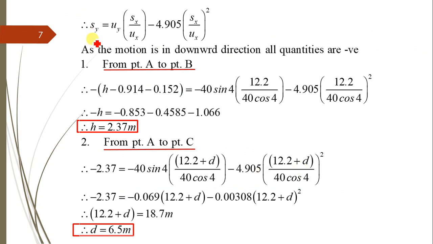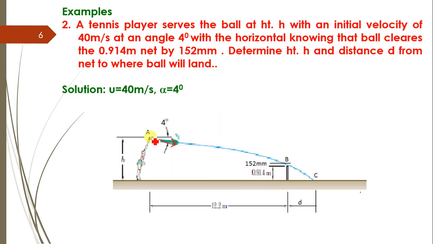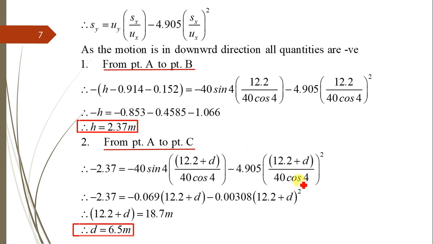First, considering the trajectory equation as sy equals to uy into sx upon ux minus 4.905 sx divided by ux square. As the motion is in the downward direction, therefore all the quantities considered are negative. It means at A, that is the initial point, and the final reaching point, which is on the downward side, the quantities like displacement, velocity and acceleration will be considered as negative. Therefore first we are applying this trajectory equation between point A and point B.